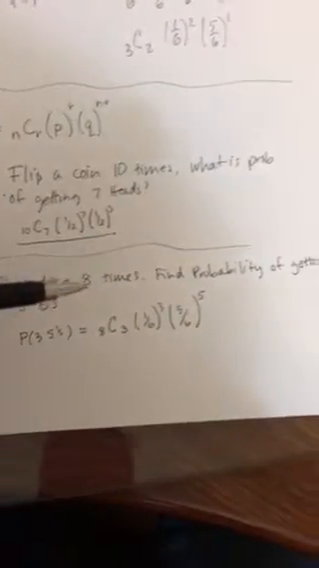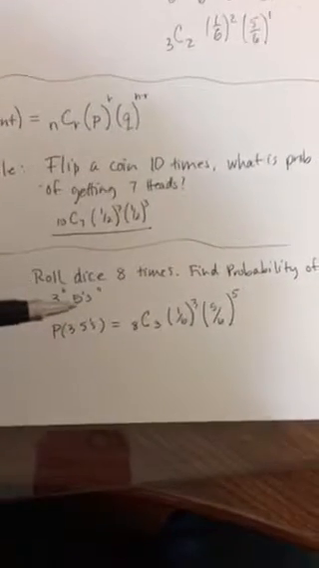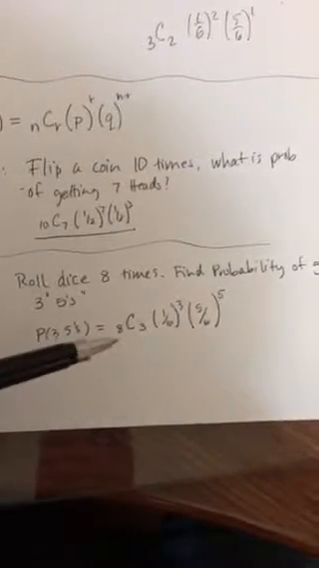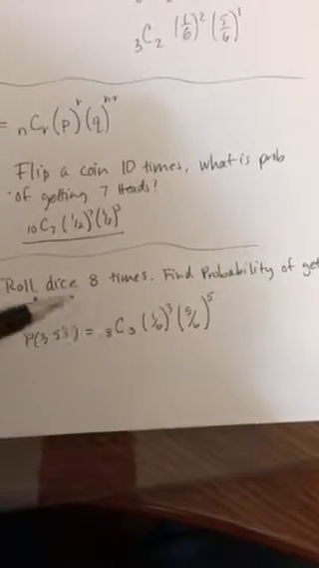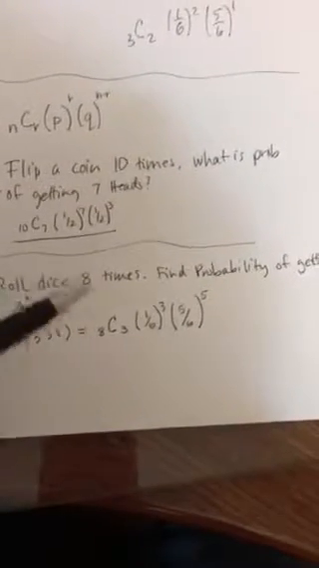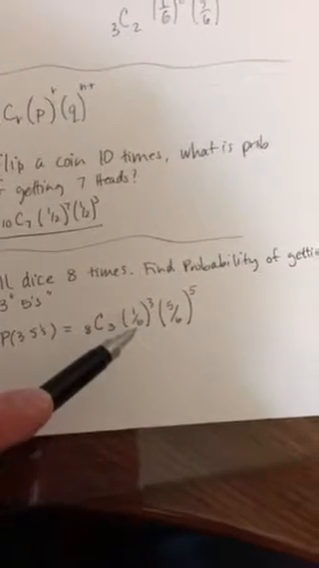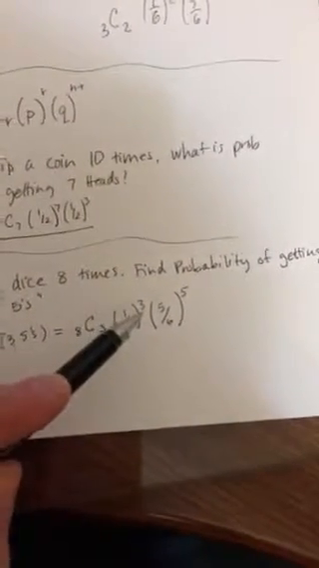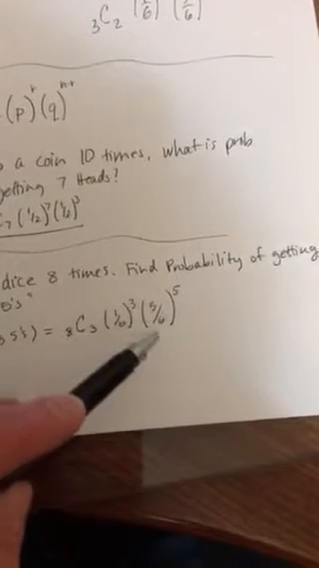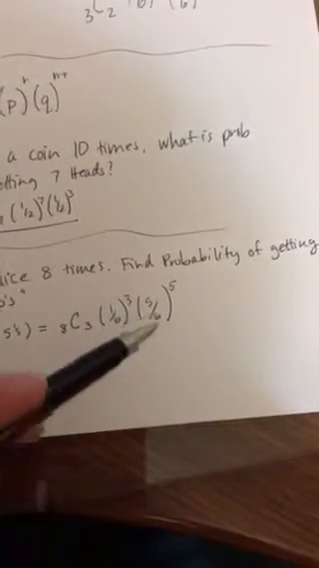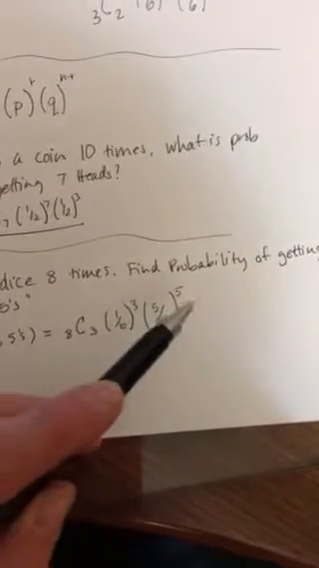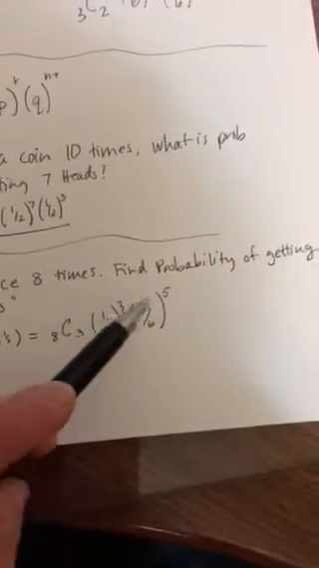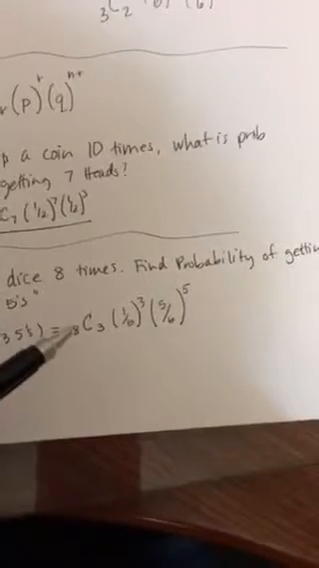If you rolled a dice 8 times, find the probability of getting 3 5s. So I have 8 rolls. 3 times I want to get success. That success is rolling a 5. The probability of success is 1 out of 6. I want that to happen 3 times. The probability of not getting a 5, or failure if you want to call it that, is 5/6. And that's going to happen 5 out of the total 8. Again, 3 plus 5 add to 8.